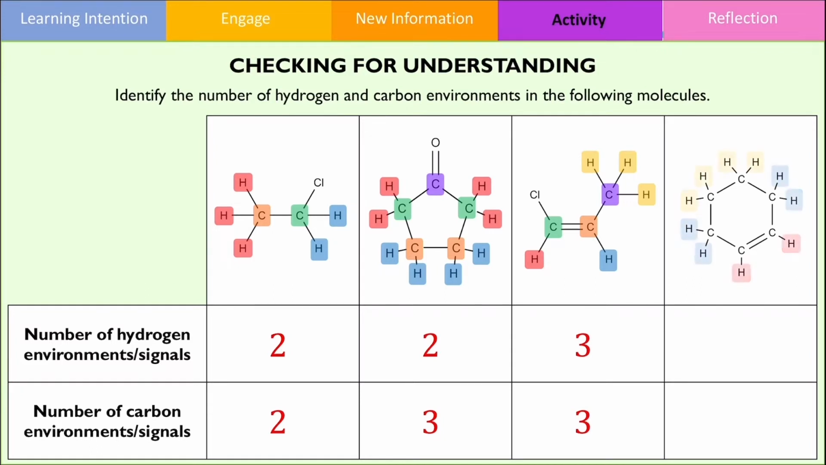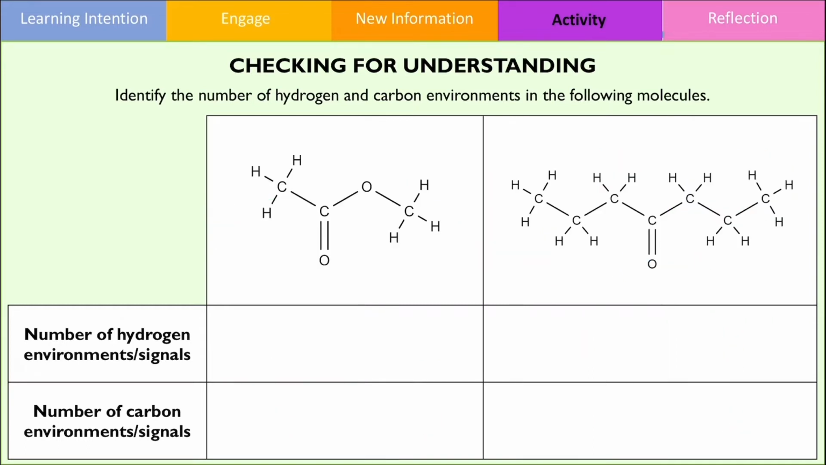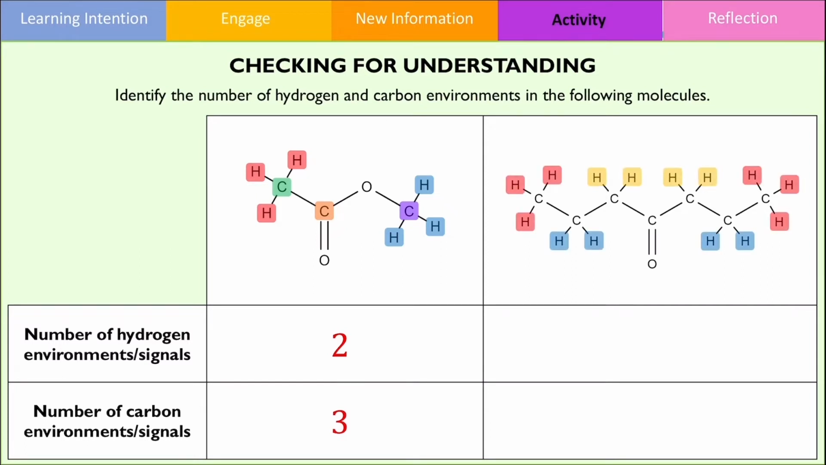Hence, there are 3 hydrogen and 3 carbon environments. Have a go with the last 2 examples. Pause the video now and then have a go. The following ester has no symmetry whatsoever, so there are 2 hydrogen environments and 3 carbon environments. On the other hand, this ketone is symmetrical, so there are 3 hydrogen environments and 4 carbon environments.